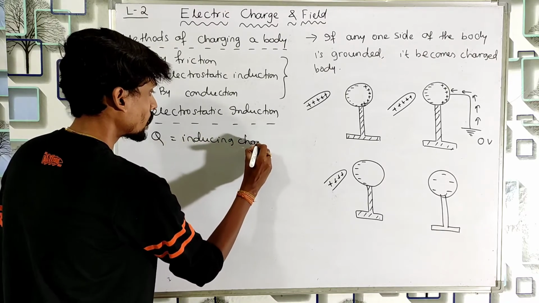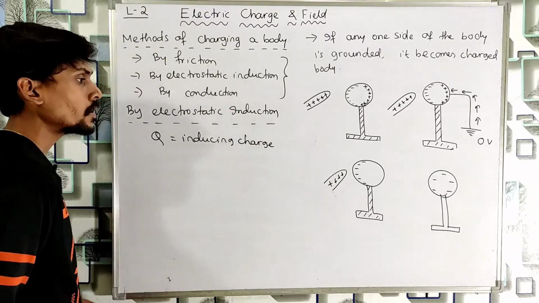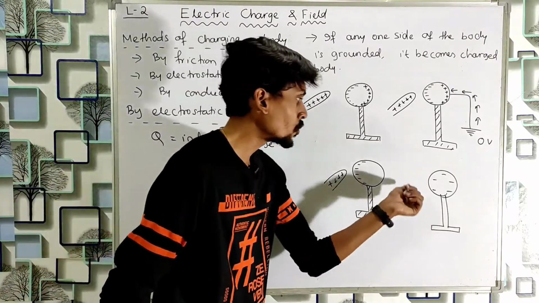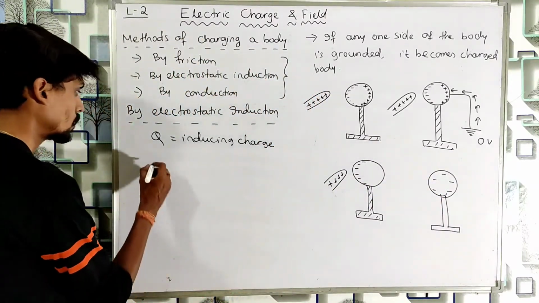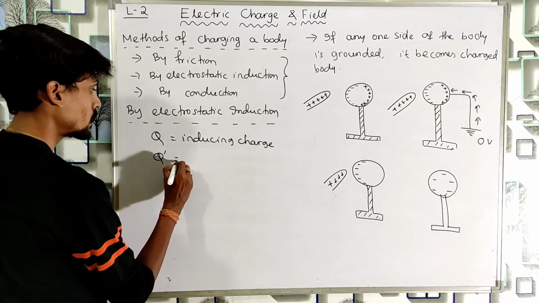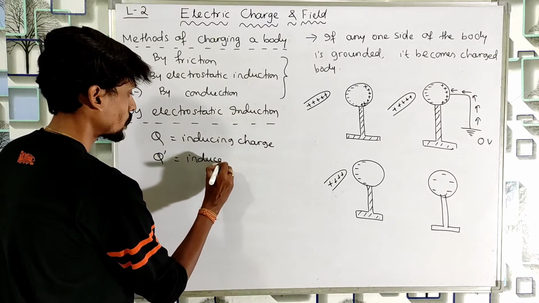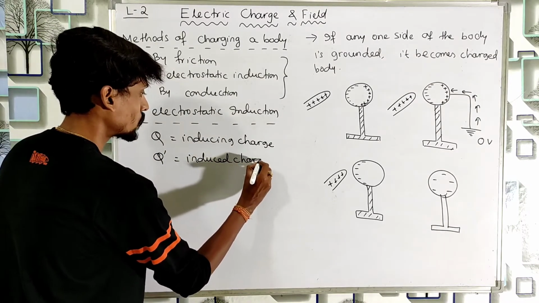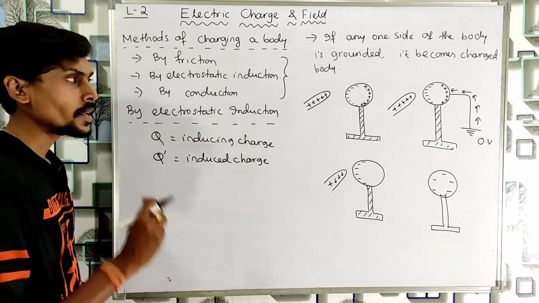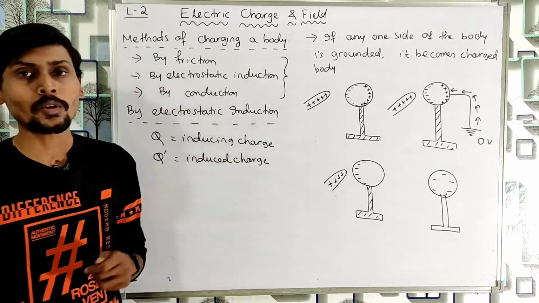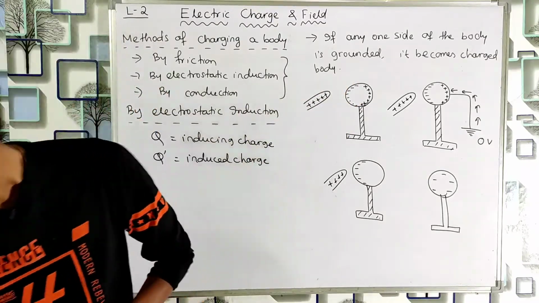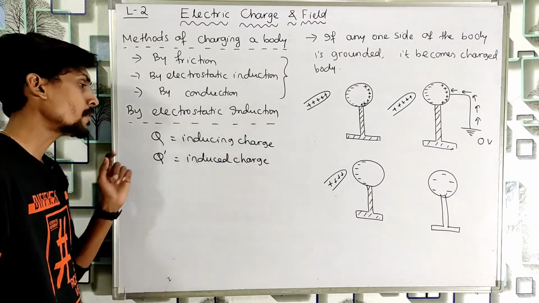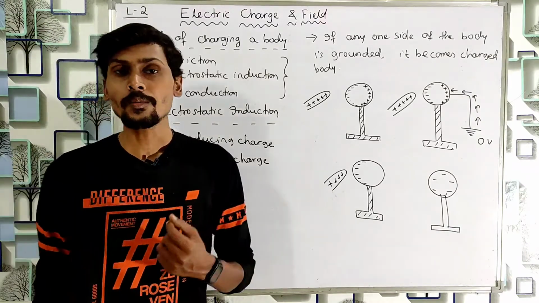Q is the inducing charge, and the charge which is induced in the body is known as induced charge. So Q dash is induced charge. Remember that if the inducing charge is positive, then induced charge will be negative, and if the inducing charge is negative, then induced charge will be positive.